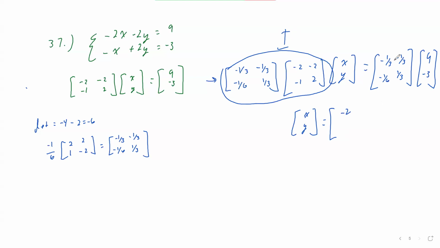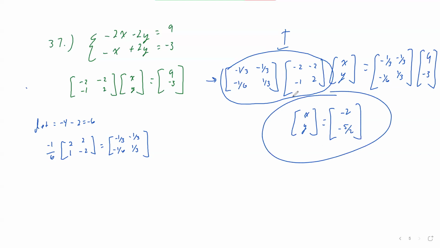-1/6. Oh, bring out the calculator again. -1 divided by 6 times 9 plus 1 divided by 3 times -3. I get -5/2. And that right there would be it.